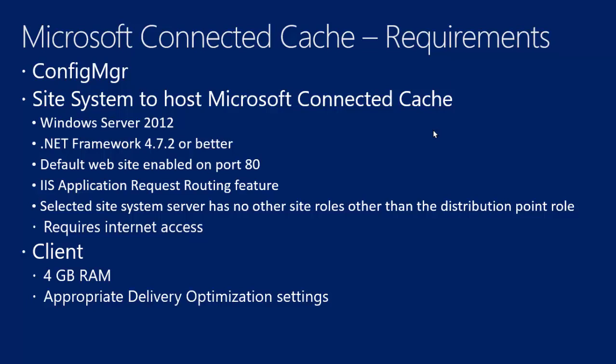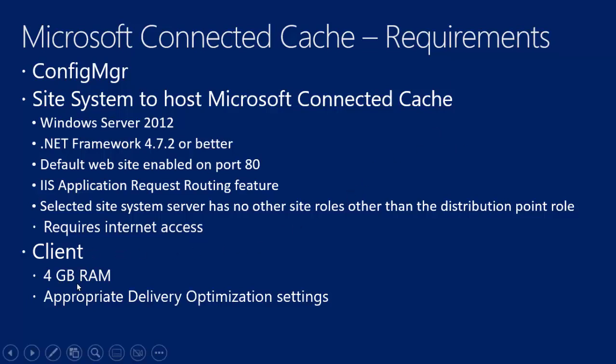In fact, as I'll point out in a minute in the demo, there is an option when you install the distribution point. The other requirement of the site system is that it needs to host the distribution point role. And when you configure that distribution point role, there's a checkbox to enable the Microsoft Connected Cache feature. There's also a checkbox to install IIS if IIS is not already installed. So I just let ConfigMgr manage installing what it needs from IIS, including the Application Request Routing feature.